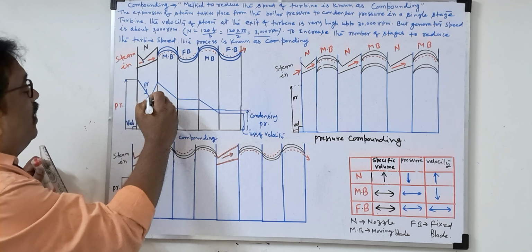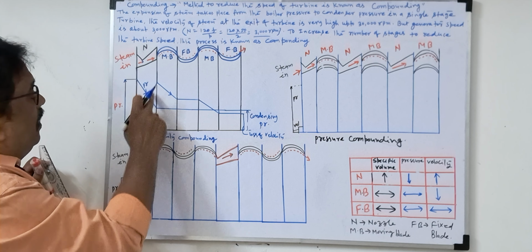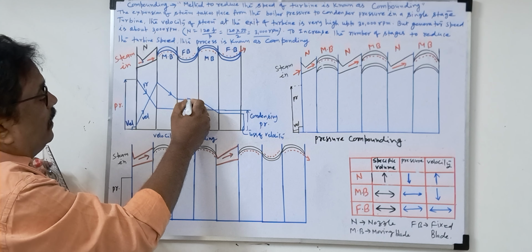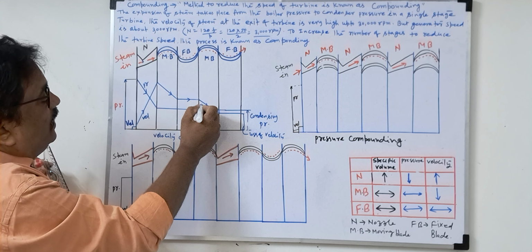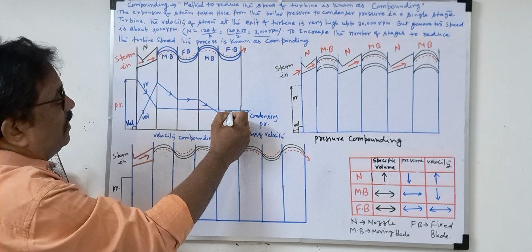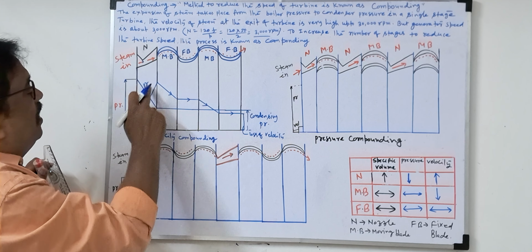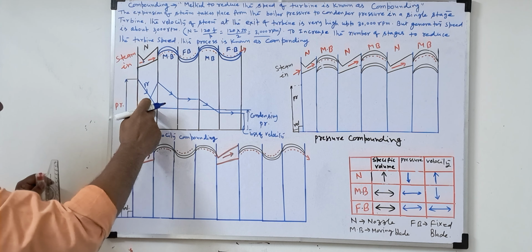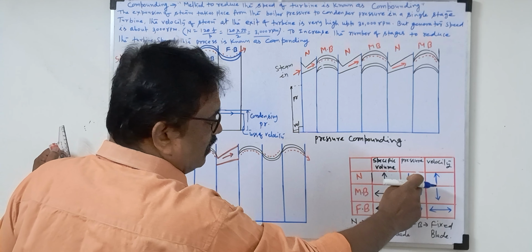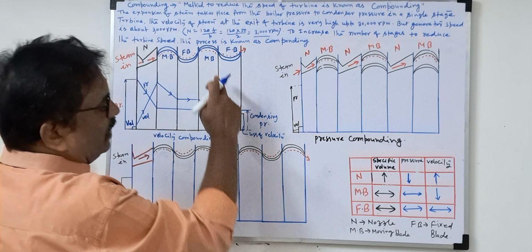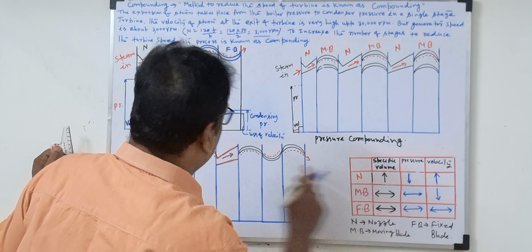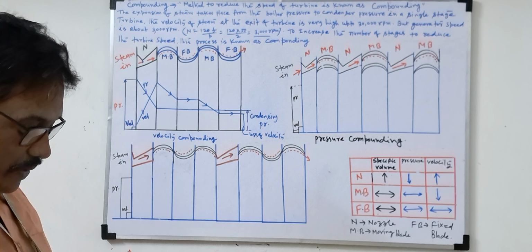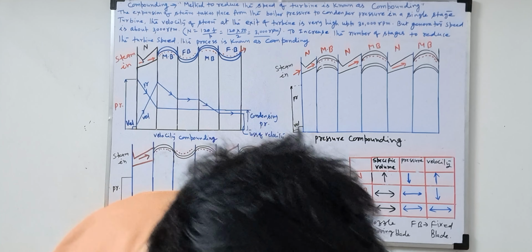So now this is velocity compounding. What is compounding? You are seeing velocity compounding here: it increases in the nozzle, decreases in the moving blade, and remains the same in the fixed blade. Again the moving blade decreases it, and the fixed blade keeps it the same. So in velocity compounding you see the compounding of the velocity. But what about the pressure? Pressure reduces in the nozzle, and in the fixed blade or moving blade, the pressure remains the same.